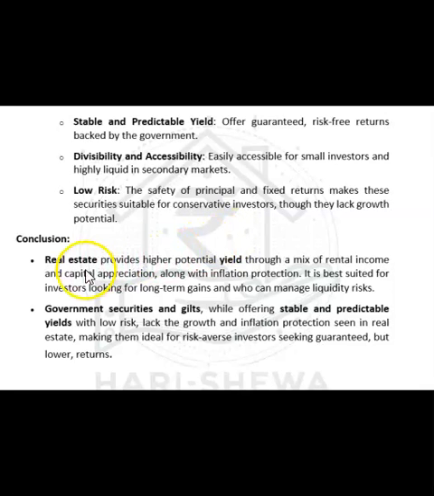Conclusion. Real estate provide higher potential yield through a mix of rental income and capital appreciation along with the inflation protection. It is best suited for investors looking for long-term gains and who can manage liquidity risk. Government security and gilts, while offering stable and predictable yields with low risk, lack the growth and inflation protection seen in real estate market, making them ideal for risk-averse investor seeking guaranteed but lower returns. Government security, you will get a lower return, but that is the guarantee.